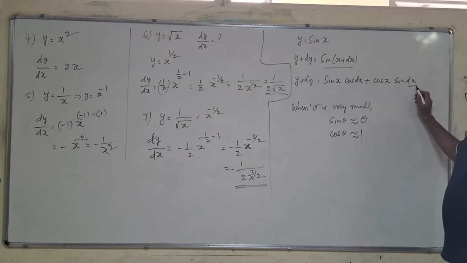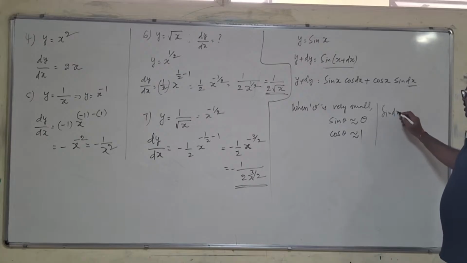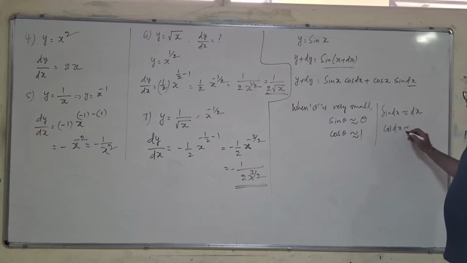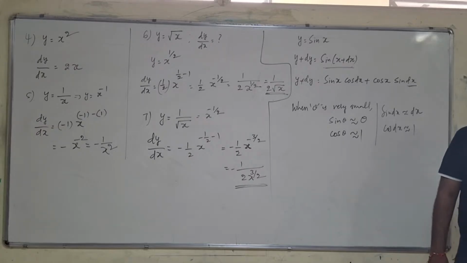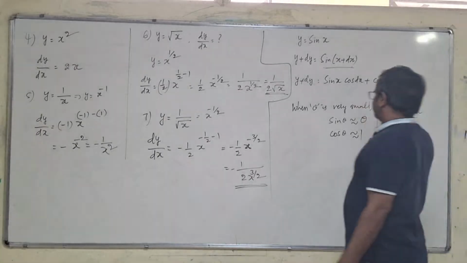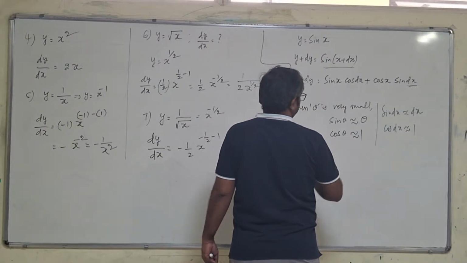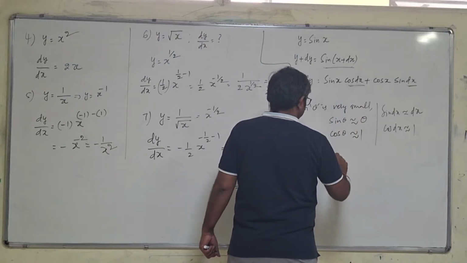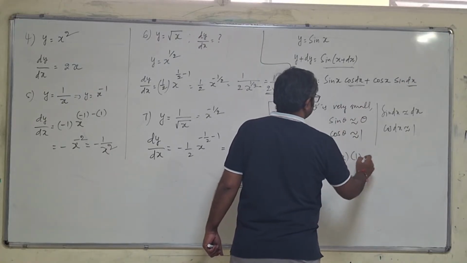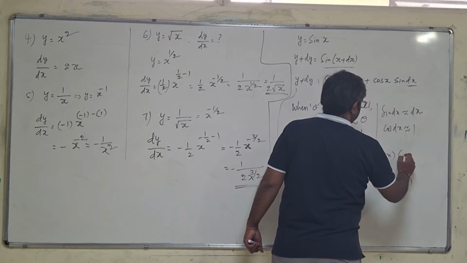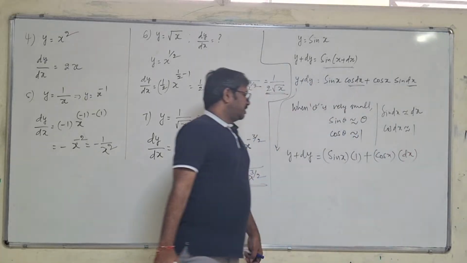So dx is very small, right? dx is a small number. So sin dx is approximately equal to what? dx. Can I write it like this, please? cos dx is approximately equal to what? 1. Okay. Substitute these approximations here. What do you get? You will get y plus dy is equal to sin x into cos dx, which is 1, plus cos x into sin dx, which is approximately dx.